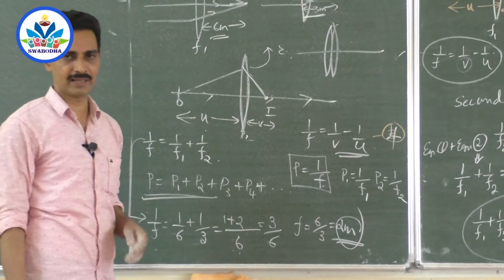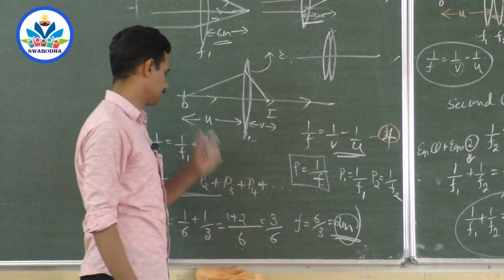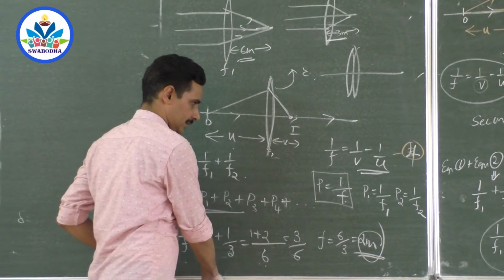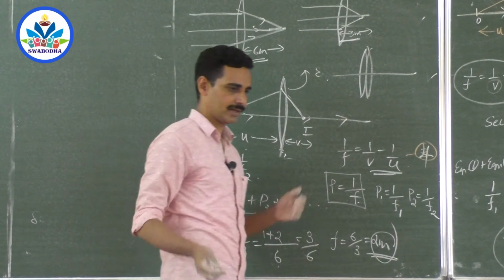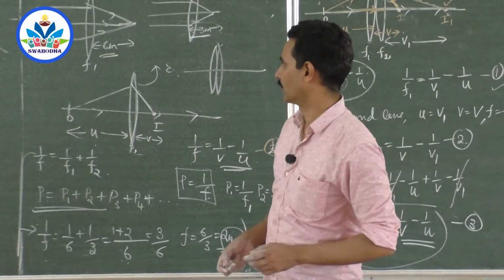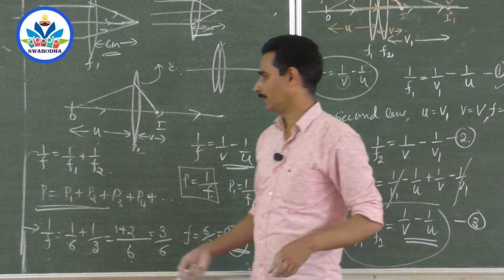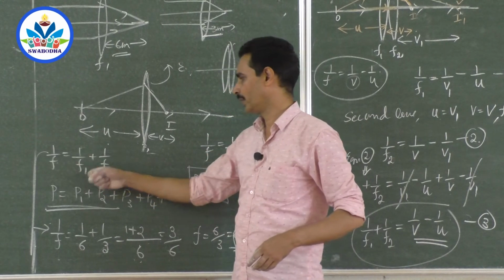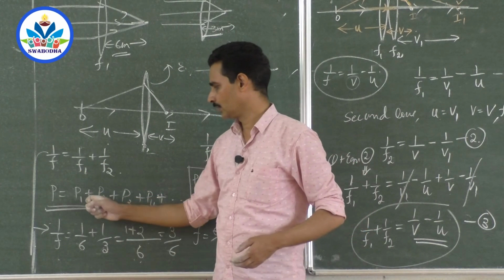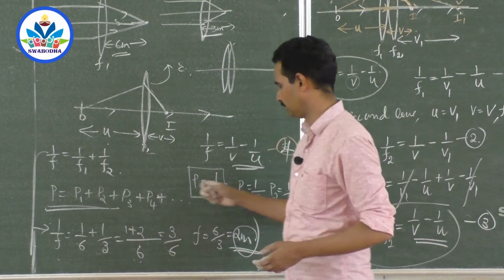Total focal length decreases, but power increases because it is the reciprocal of focal length. So this is a very important derivation. If two thin lenses of different focal lengths are combined, what is the total focal length of the combination? The combined focal length is given by 1/f = 1/f1 + 1/f2 + 1/f3, and so on. Total power is P = P1 + P2 + P3 + P4 and so on.